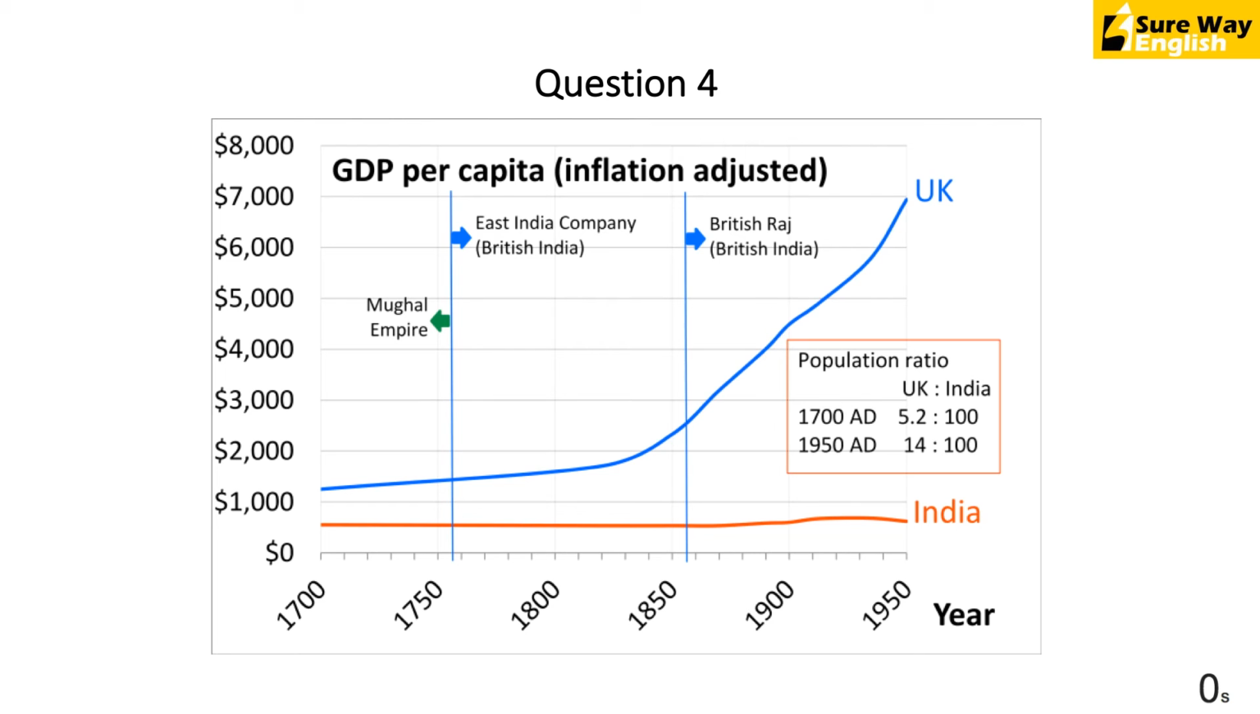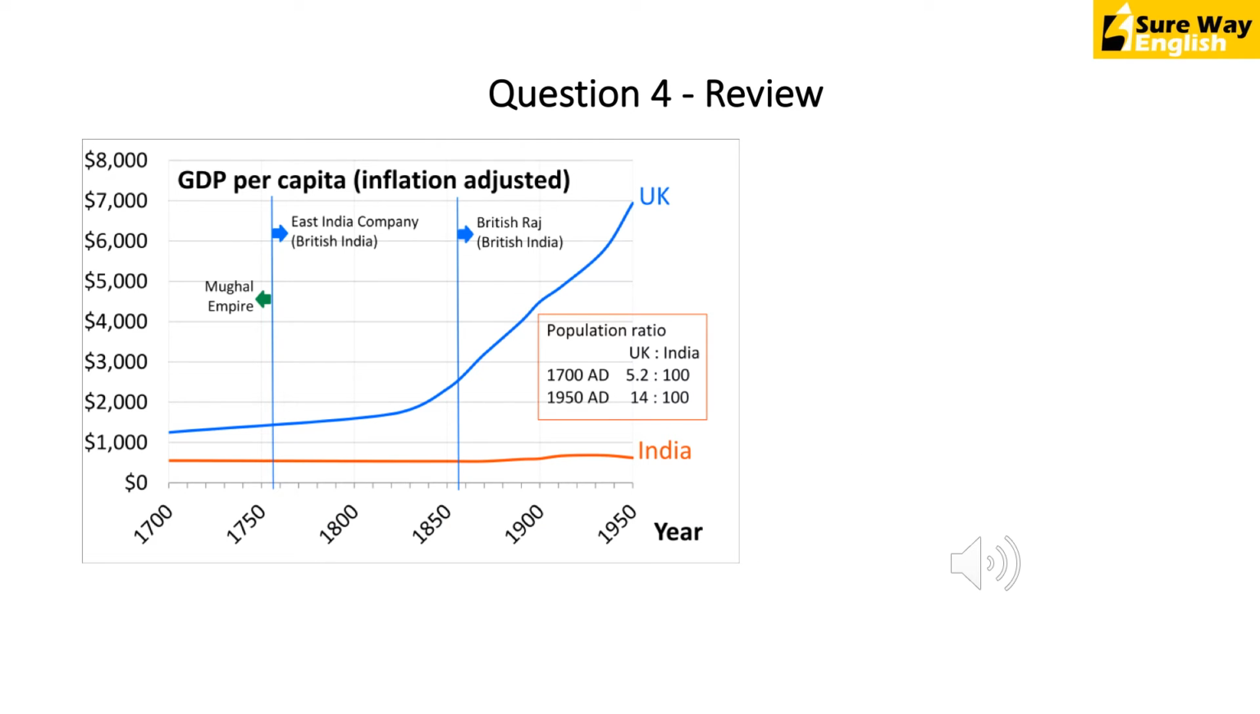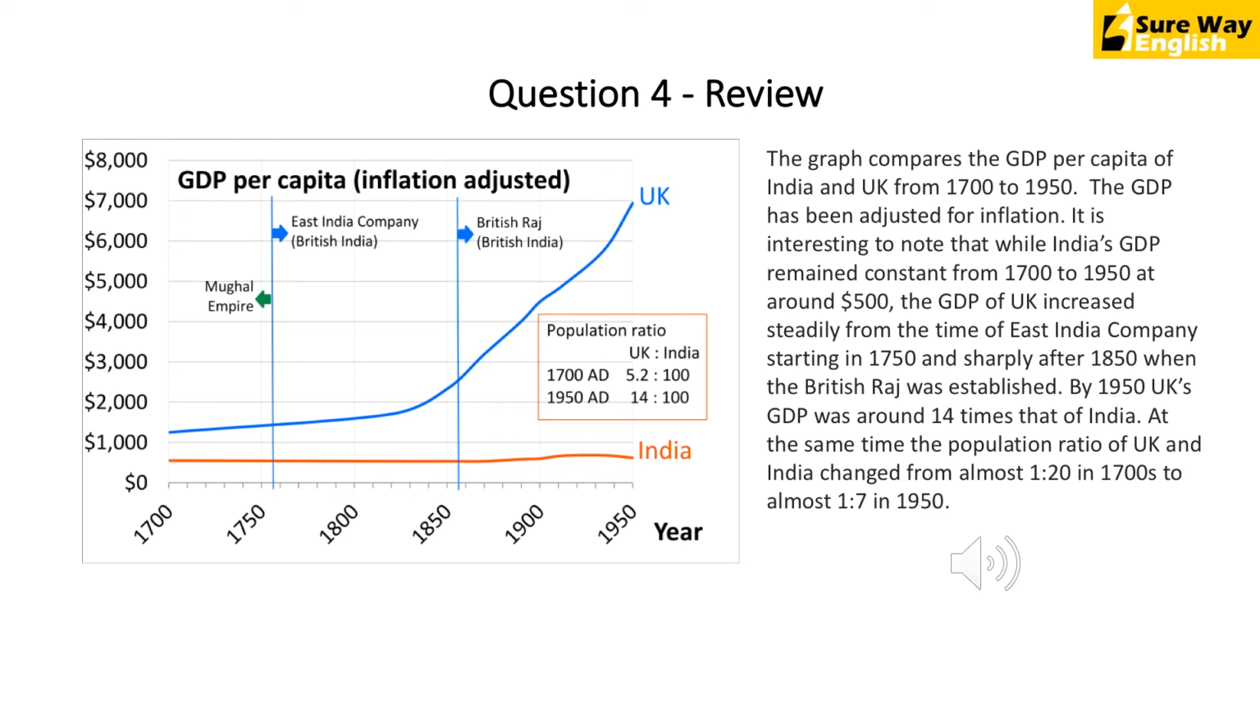All right, let's go ahead and have a look at the answer. Here it is. The graph compares the GDP per capita of India and UK from 1700 to 1950. The GDP has been adjusted for inflation.